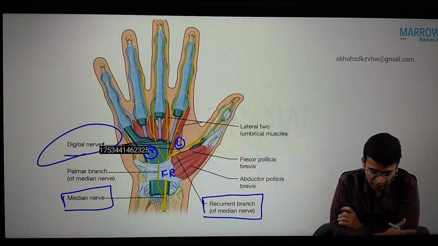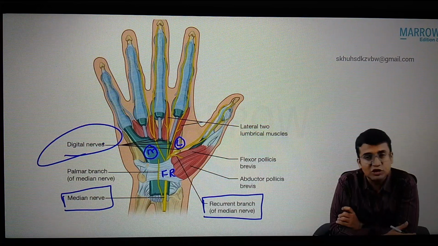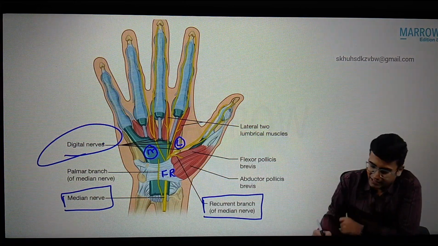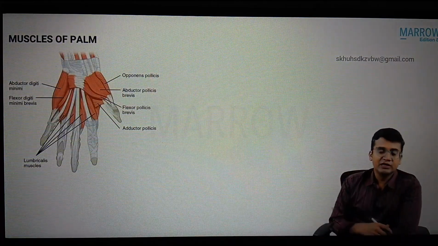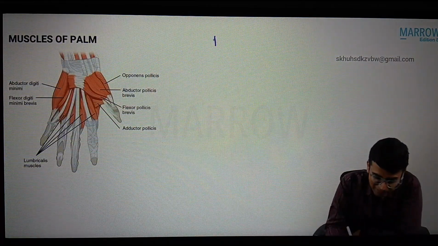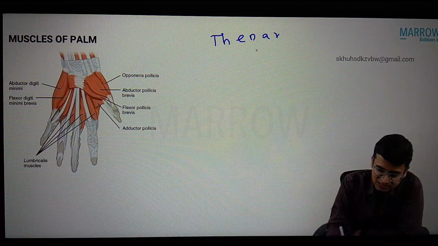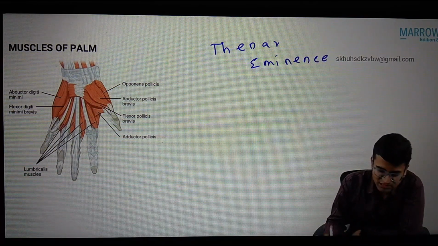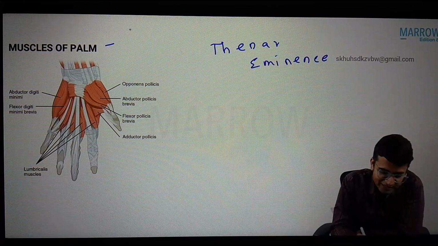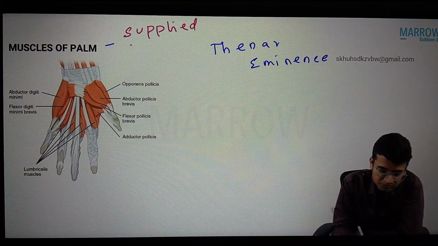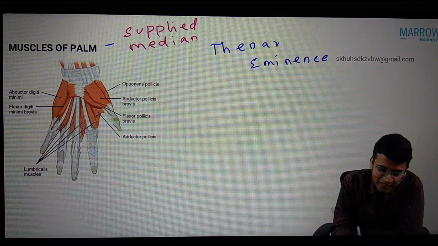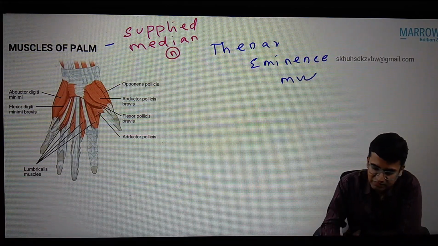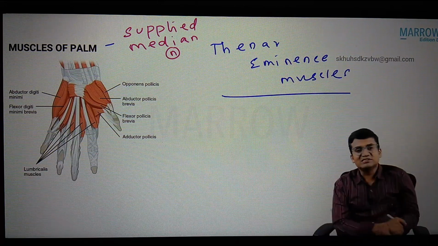Now, I told you recurrent branch is also known as motor branch. What are the muscles supplied by the recurrent branch of the median nerve? The recurrent branch of median nerve supplies thenar eminence muscles. So, muscles of the palm supplied by median nerve: thenar eminence muscles. Now, what are the muscles in the thenar eminence?